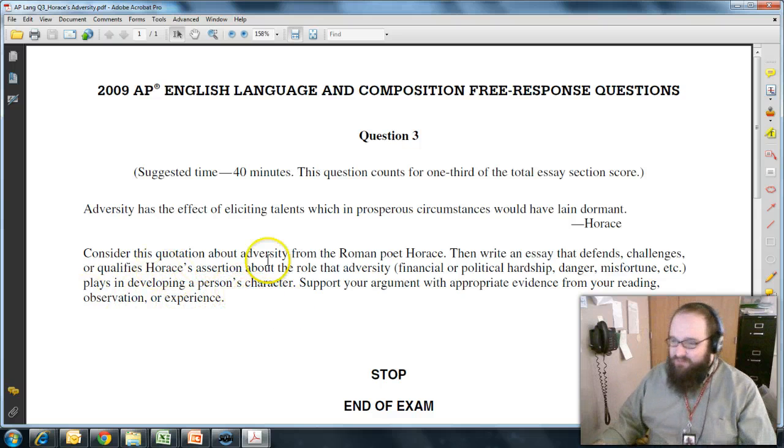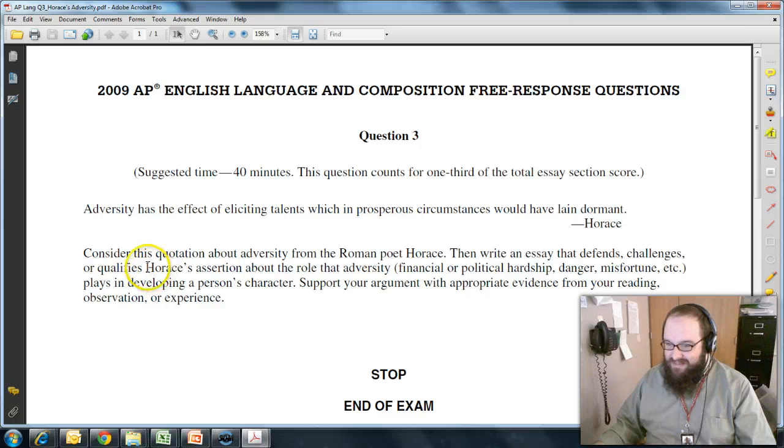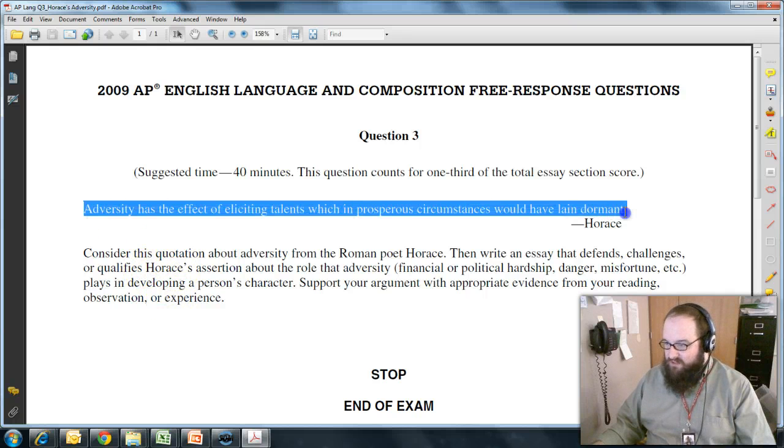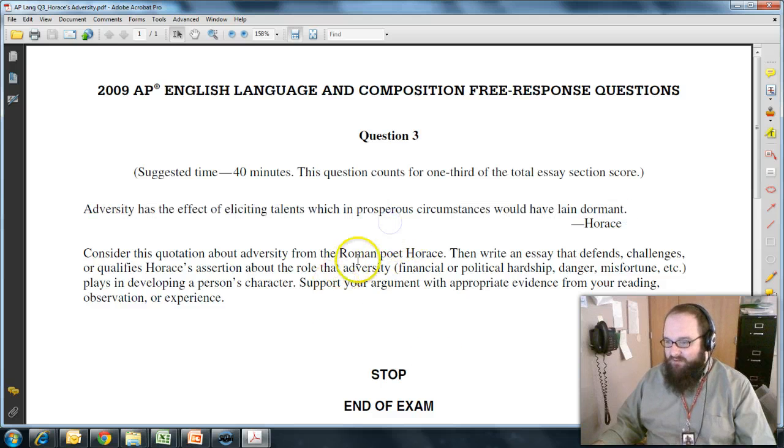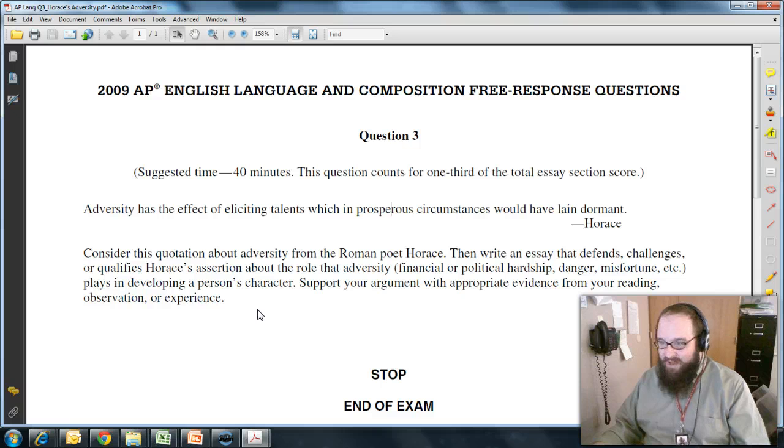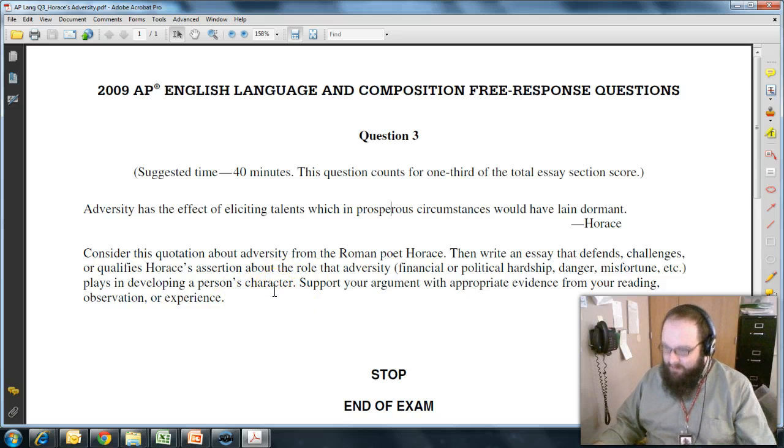So we have a differently worded prompt here, but again, it's develop a position regarding your opinions on Horace's quote here and how adversity plays a role in developing a person's character. So this one's a lot more philosophical. There's not really a concrete debate about this going on right now, unlike in the other prompt, and so it requires a little bit more critical thinking. This one's definitely a harder type of prompt.